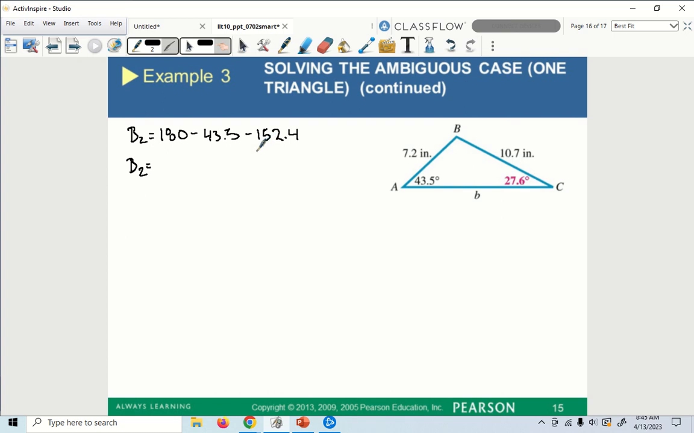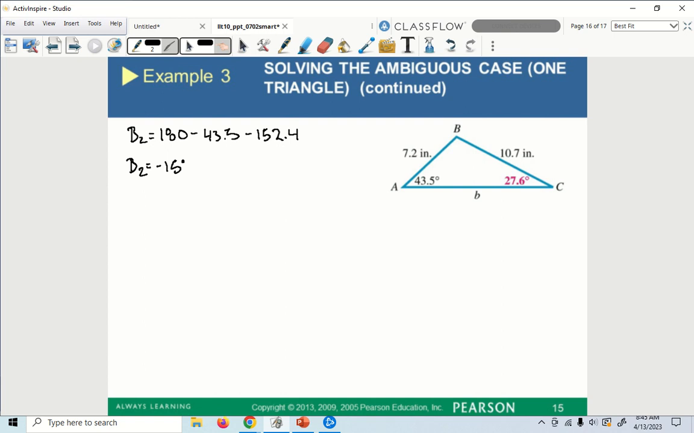I need you guys doing the math, not just staring at me. What number did you get? Yeah, this is for the second triangle. What'd you get? Negative what? 15. Okay. Or 16. Now, is that possible to have an angle that's negative?